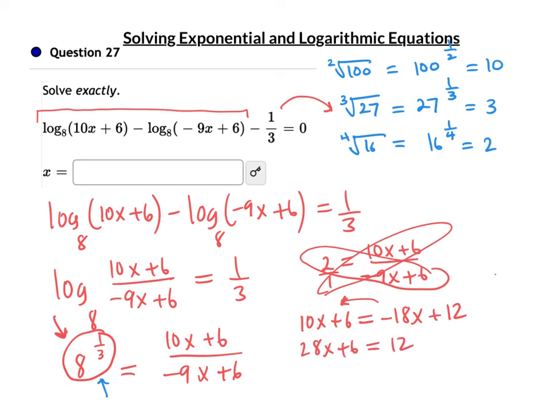Let's subtract 6 from both sides. We have 28x equals 6. And divide by 28. This is a fraction that simplifies, both divisible by 2 at the very least. That would be 3 over 14. And there's my answer.